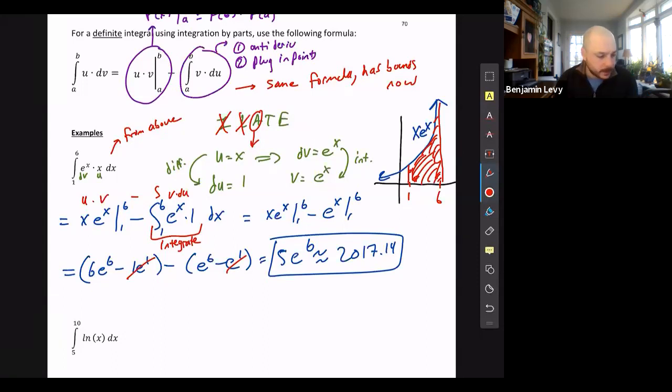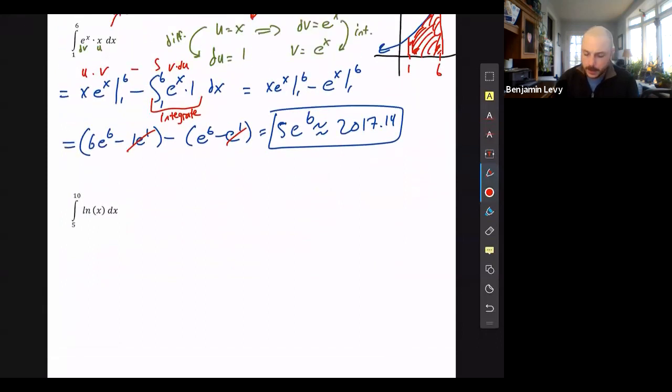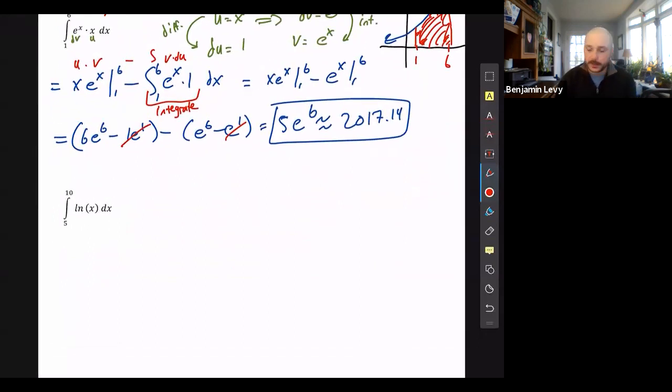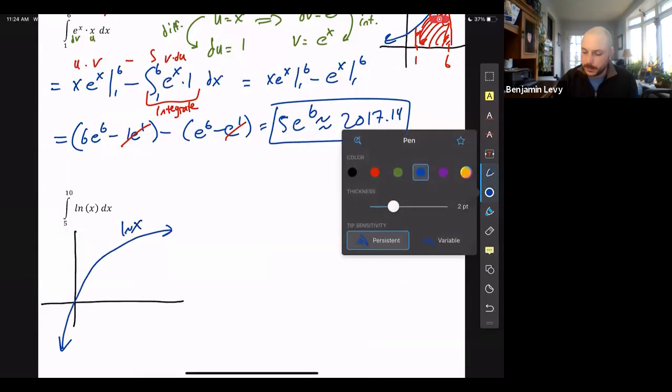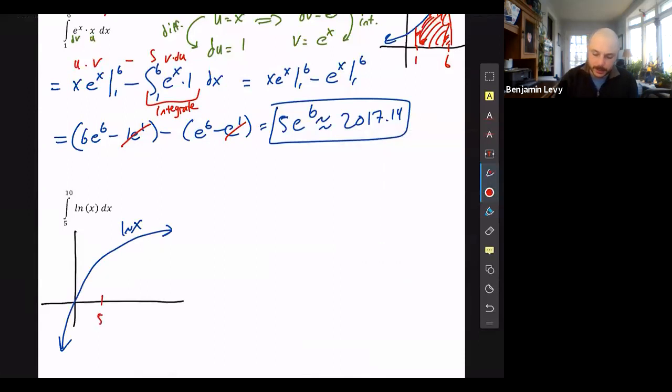All right, let's look at one more, and then I'm going to give you a chance to try one here. On this next one, we've got ln of x. Let's just draw the graph right up front, just to remind ourselves what we're trying to do. So we know ln just looks like this. And we're trying to calculate the area under the curve there from 5 to 10, which seems like it should be pretty easy to do, and it's not terrible, but it is an integration by parts problem. It feels like it should be easy, but it takes a little bit of effort.